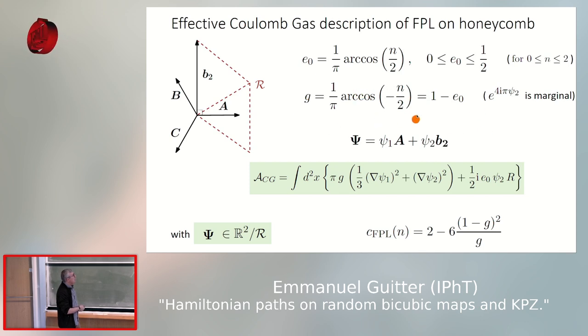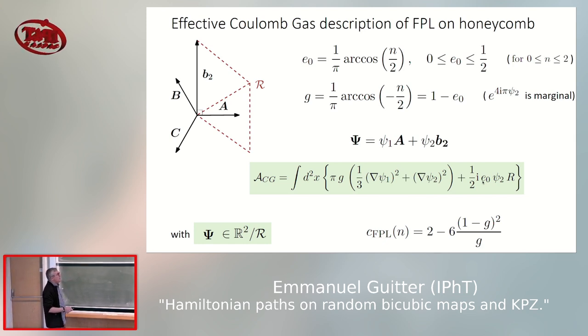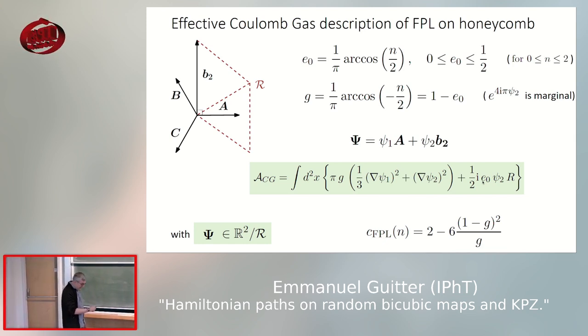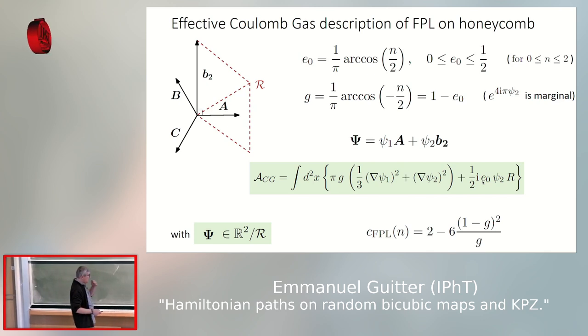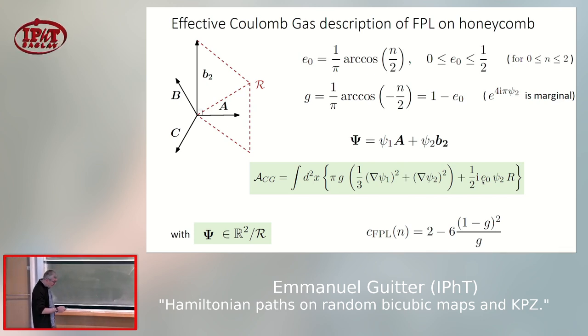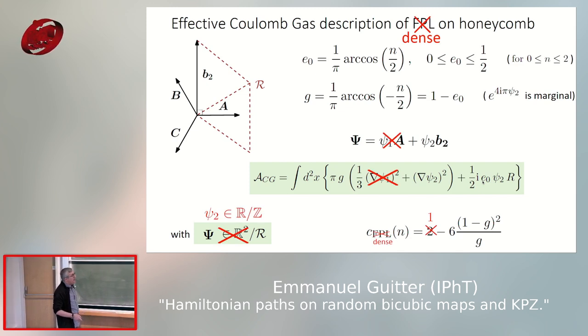One way to get it is demanding that some operator is marginal. I don't want to enter into details here. And this g is 1 minus e0. E0 is also given by this. And the central charge then is equal to 2 coming from these two dimensions. And this is a correction coming from the O(n). And so that's a Coulomb-Gas description, which is the effective description at large scales. Okay. Now, if you are in the dense phase, you say it's exactly the same thing.